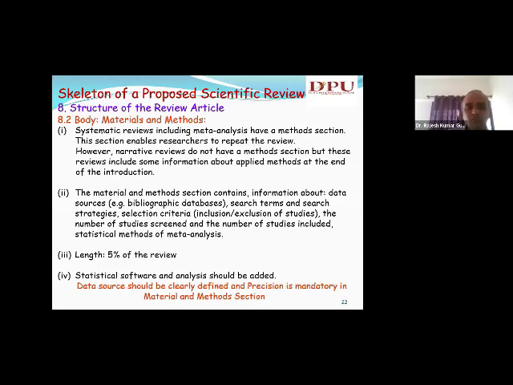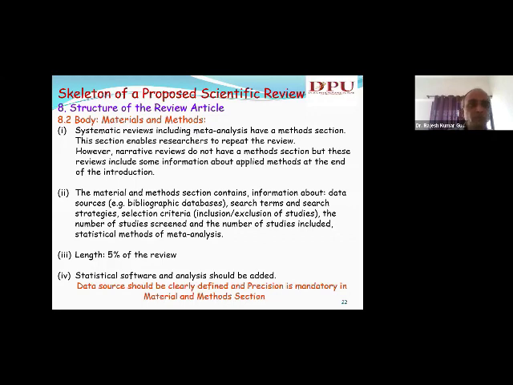The length should be 5% of the review. I have seen some papers I was reading before, so on average it is 5 to 10, 10 to 20, something like that. So we should limit ourselves to that particular percentage. Statistical software and analysis should be added. Here, the data sources should be clearly defined and precision is mandatory in the materials and method sections.